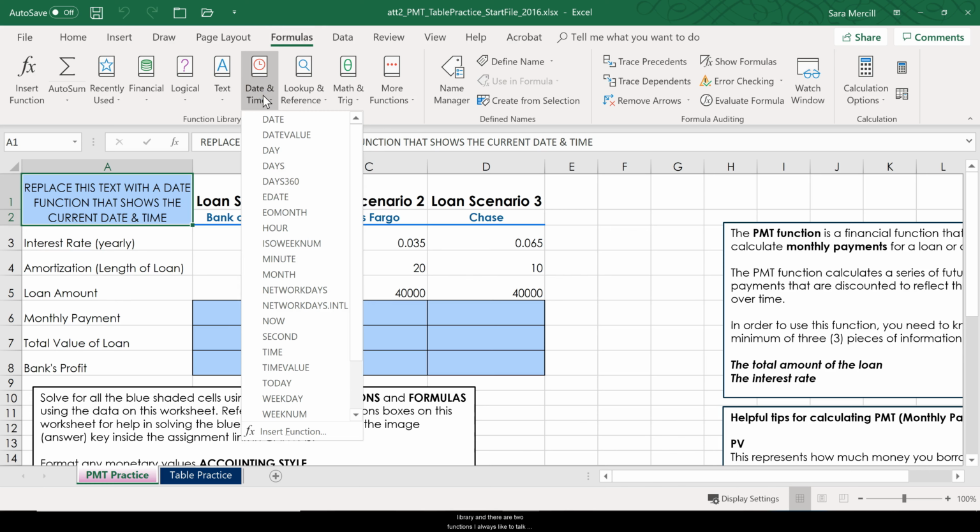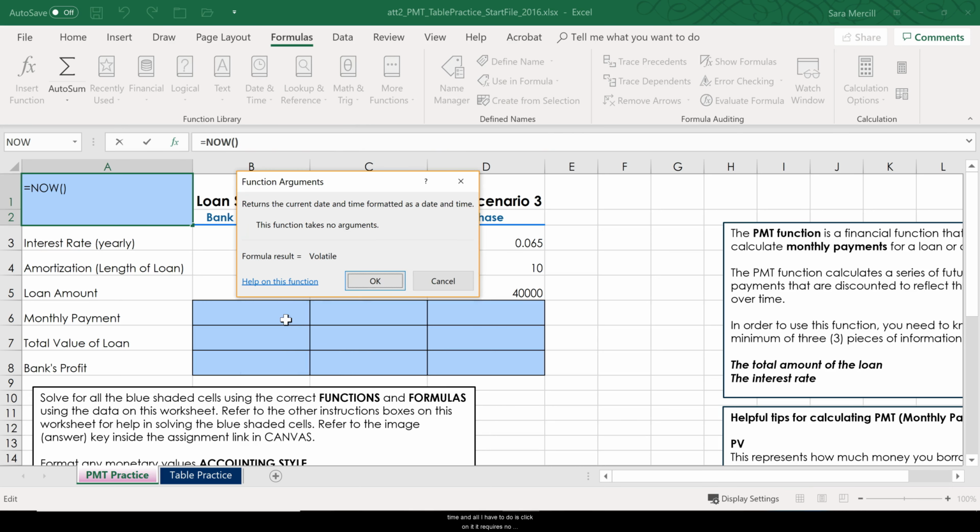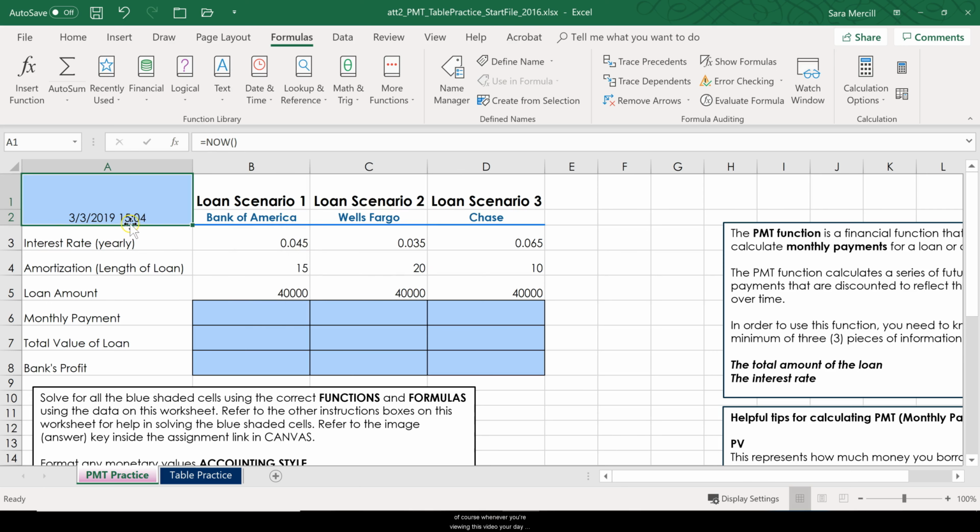There are two functions I always like to talk about. There's one called TODAY, which will just give me the date. And there's one called NOW, which gives me the date and time. All I have to do is click on it. It requires no arguments. I click OK, and I get the date and time. Of course, whenever you're viewing this video, your date and time will look different than when this was created.